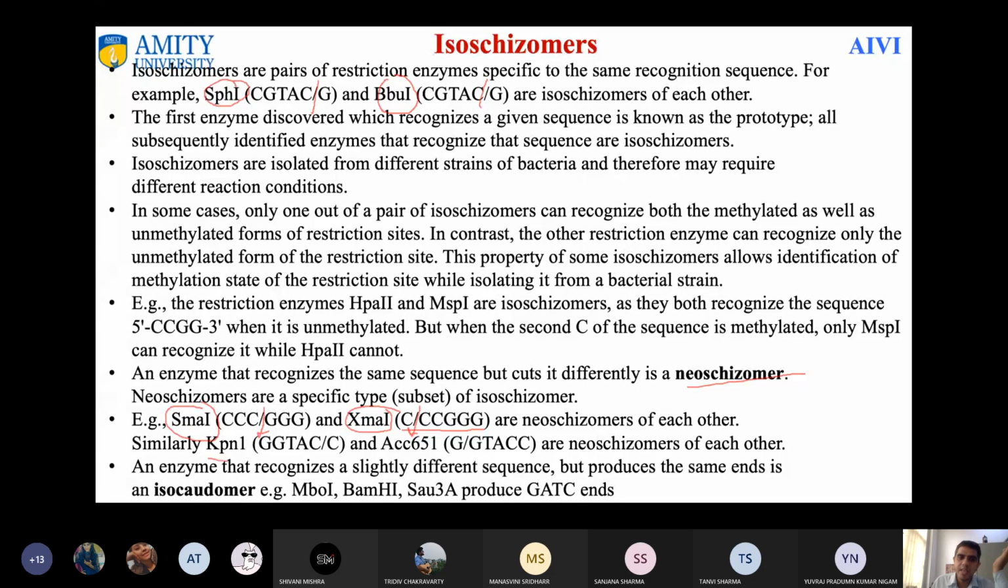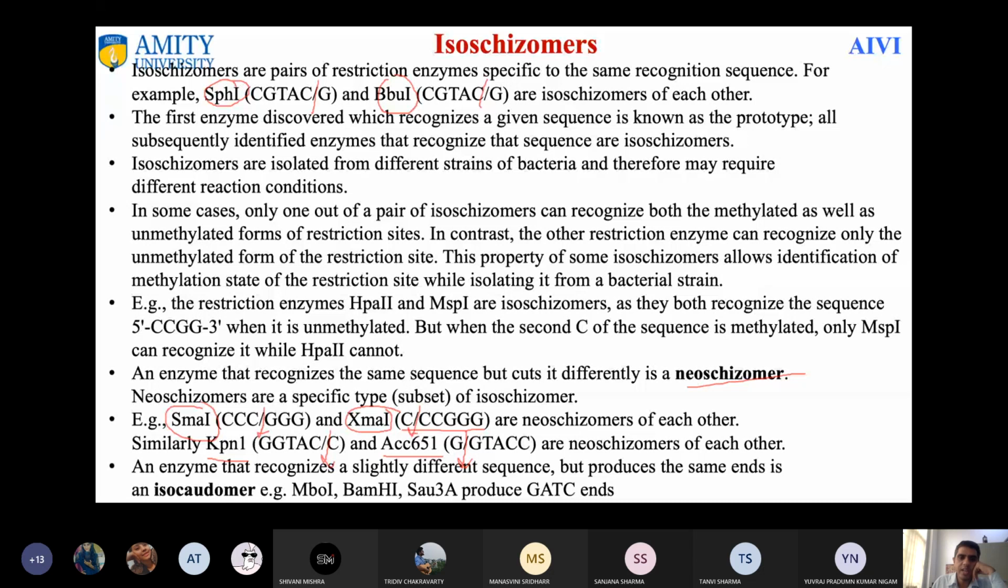Another example is KpnI and Acc65I. So it is going to produce the cut at this location and here at this location. So these are the enzymes which are producing cuts at different locations in the same recognition sequence. Such type of enzyme we are calling neoschizomers. Neo means new size you are producing. So they are isoschizomers, same size they are producing, neo size, new size they are producing. Okay.